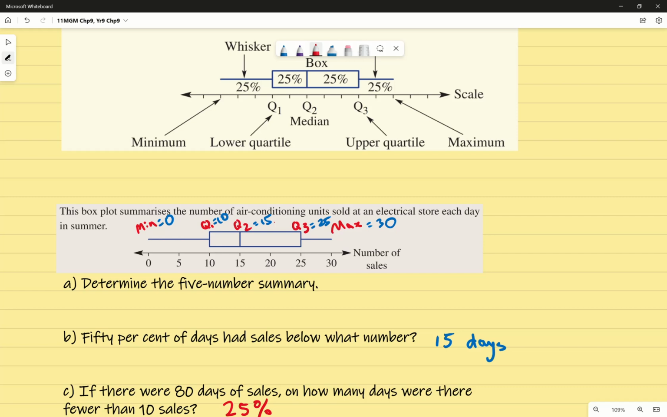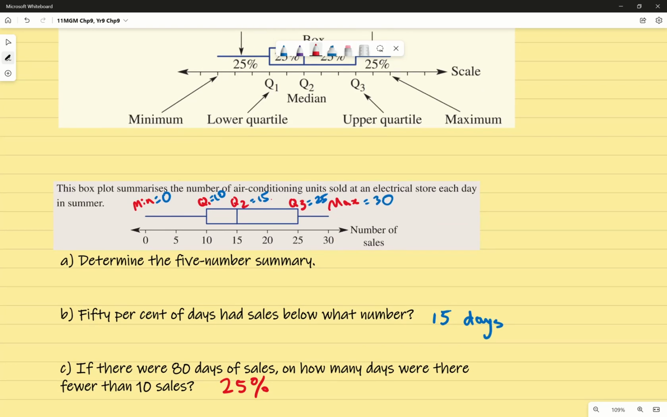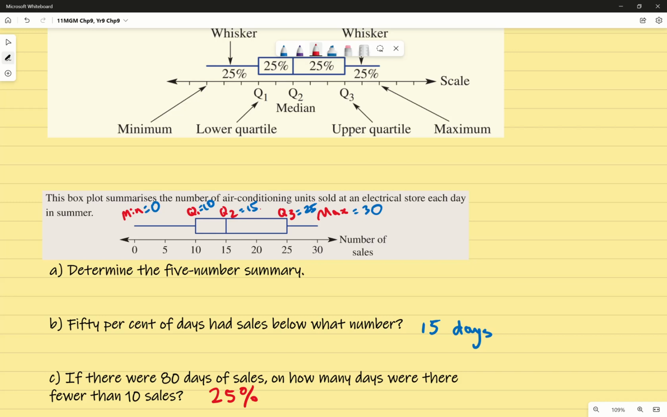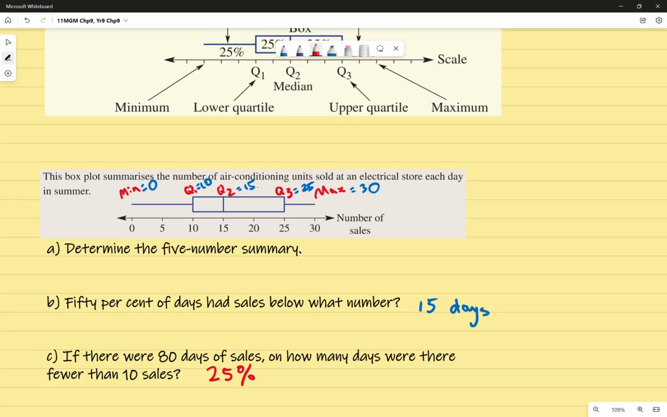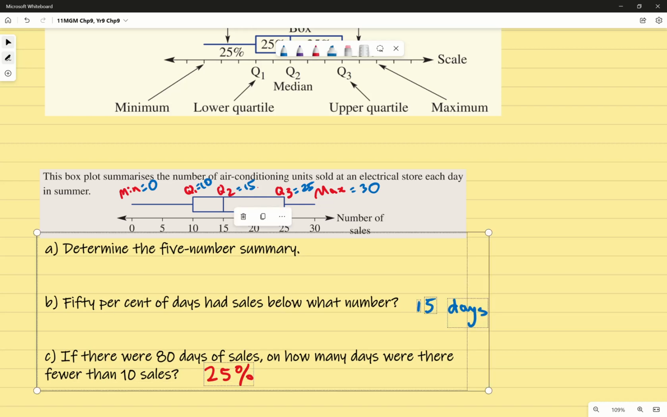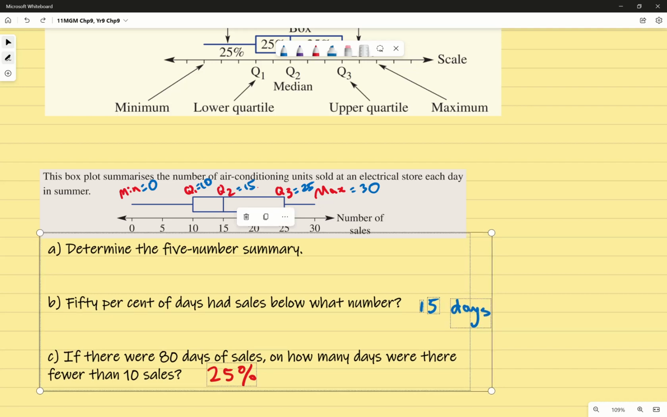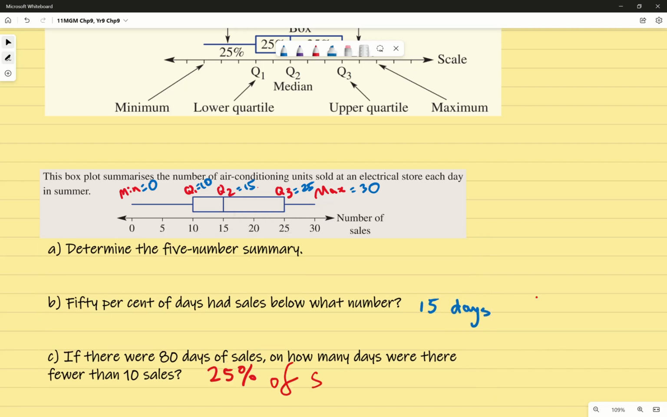Is that my answer though? Is that what I'm looking for? No. What I'm looking for is if there were 80 days of sale, and this is where our understanding of experimental probability comes in. 25% of them are going to have fewer than 10 sales. So out of 80, that's going to give me an answer of 20 days. Any questions about that? No? Okay, awesome.